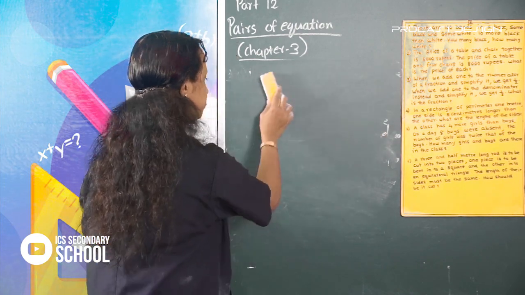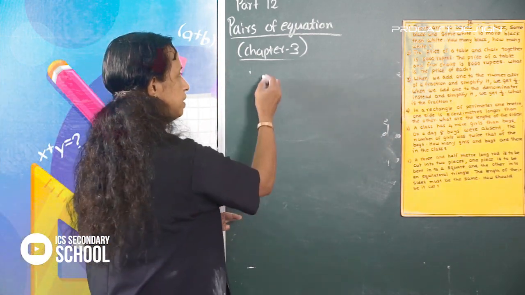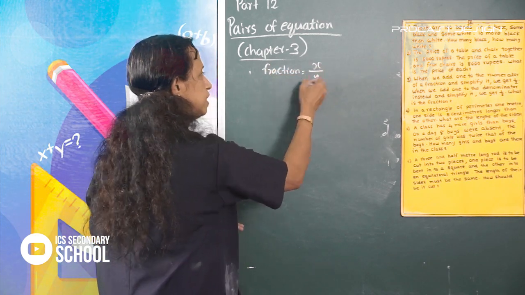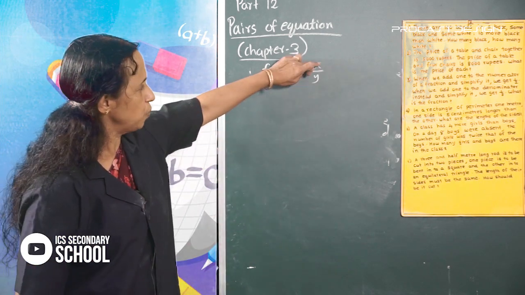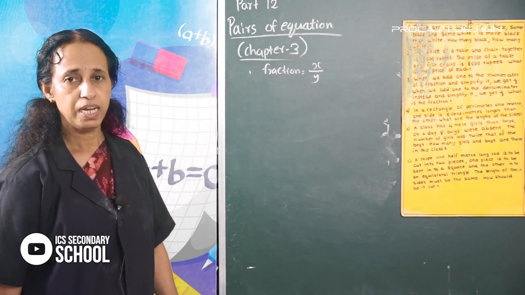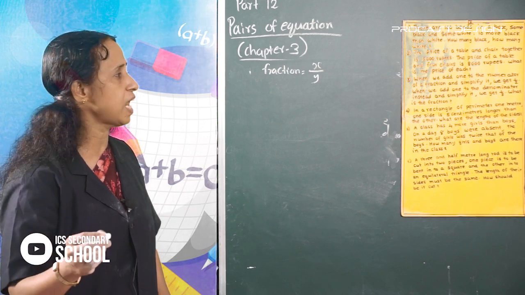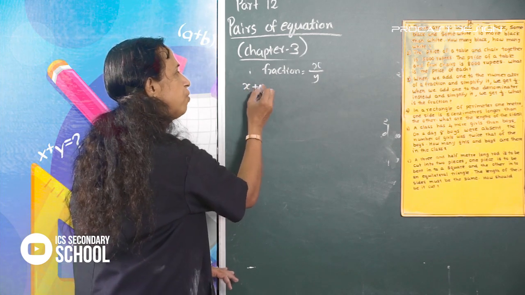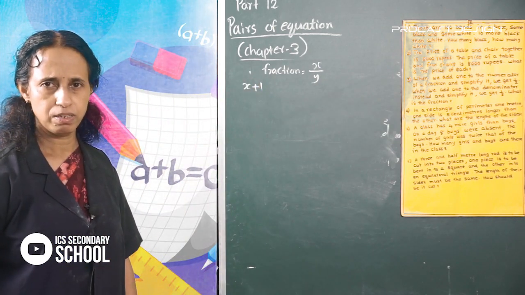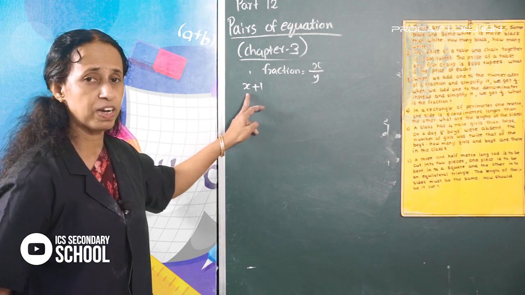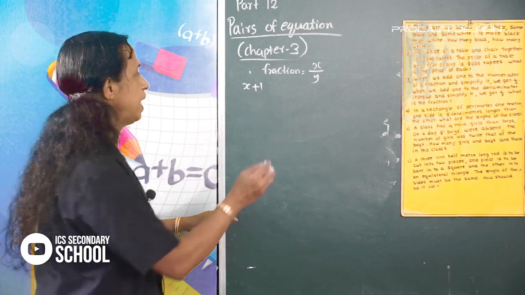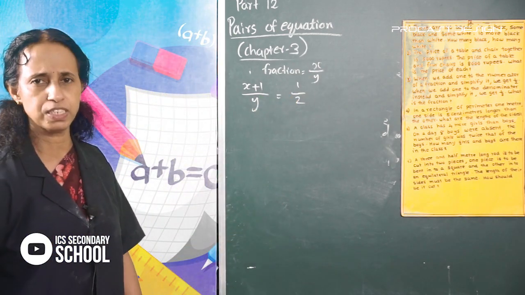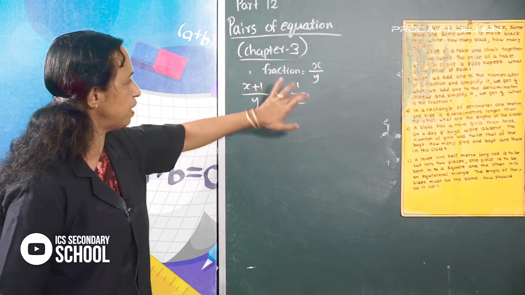That is the question. Take the fraction equal to x by y, where x is the numerator and y is the denominator. Add 1 to the numerator of the fraction and simplify it, we get 1 by 2. Adding 1 to the numerator gives x plus 1. So x plus 1 by y is equal to 1 by 2.